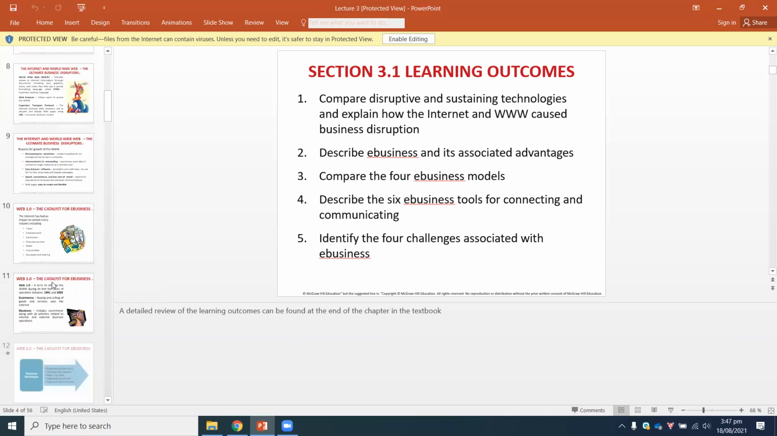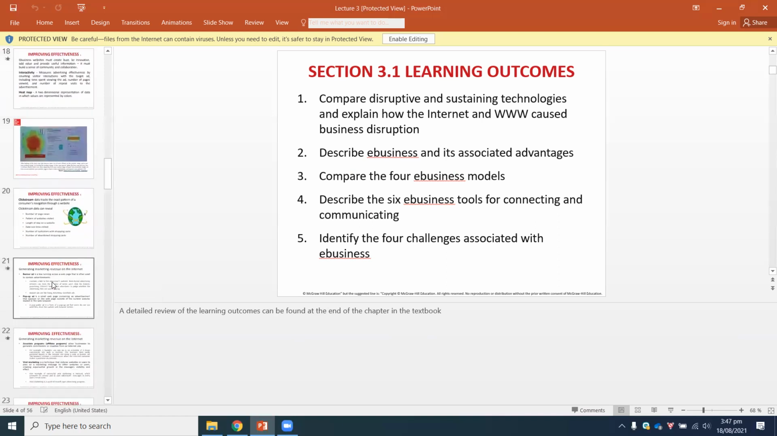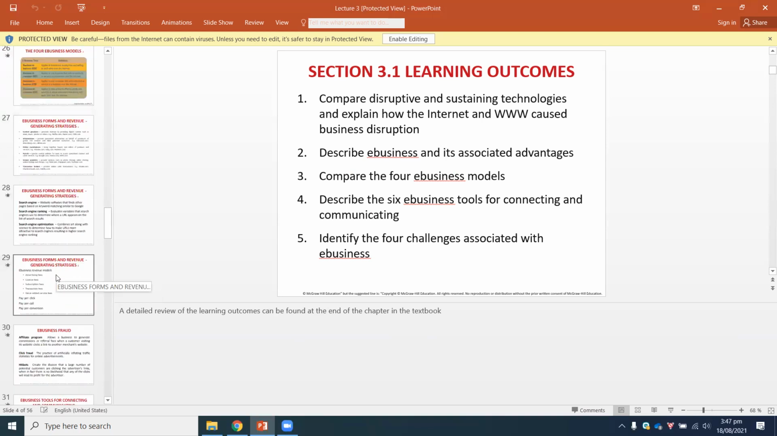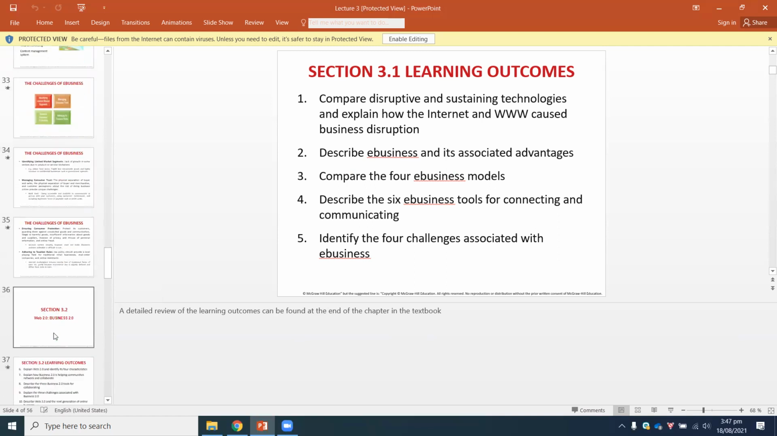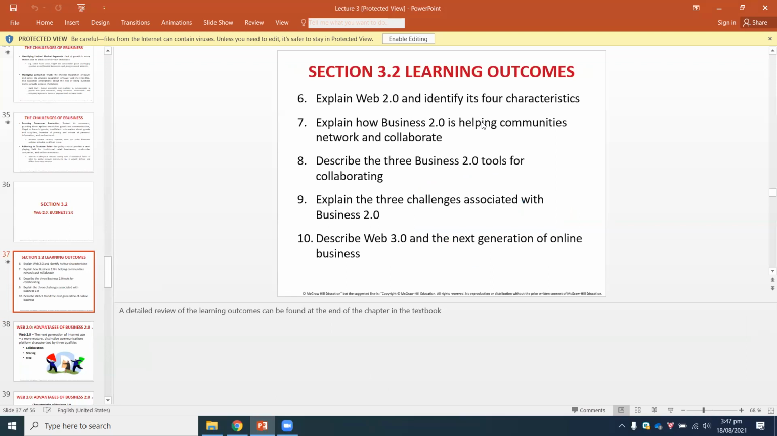And when you look at Web 2.0, first of all, you should be able to describe what Web 2.0 is, and what the 3 pillars of Web 2.0 are. If you look at the 3 pillars of Web 2.0, these are the ones: collaboration, sharing, and free service. So you should be able to do that. Moreover, you should be able to describe some Web 2.0 tools for collaborating and some challenges that are faced in Web or Business 2.0.